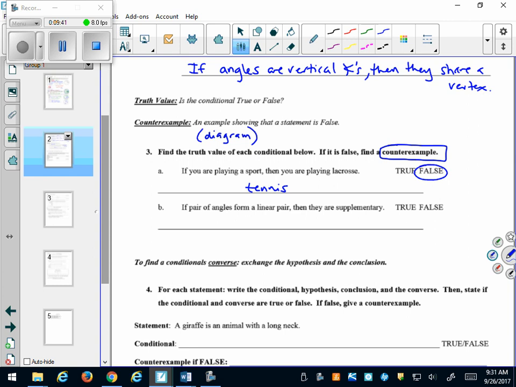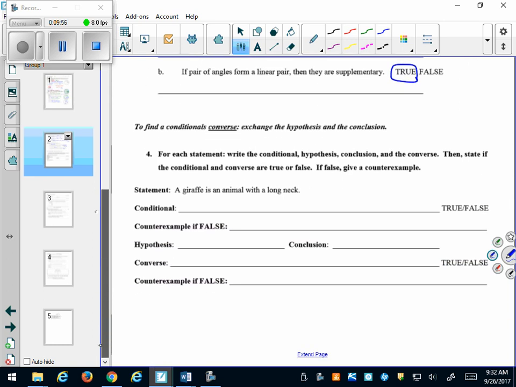If a pair of angles form a linear pair, then they are supplementary. That's true. That's actually a postulate that we learned. All linear pairs are supplementary. So we're not going to be able to come up with a counterexample for that one because it's true.